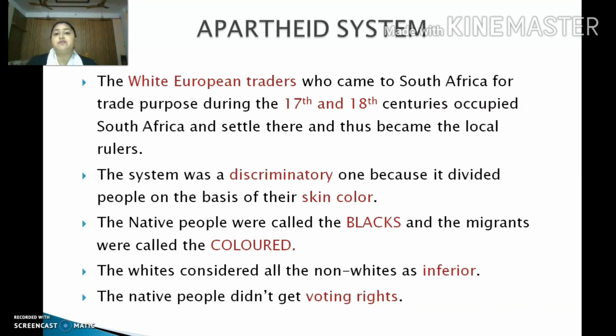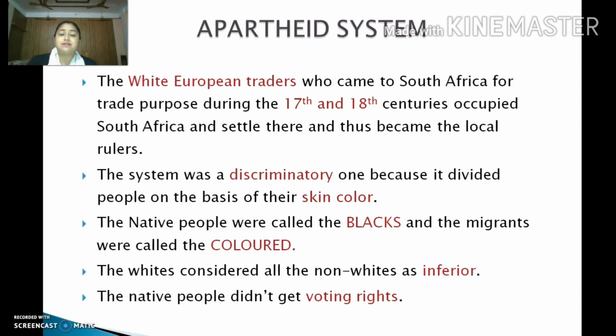So the main feature of this apartheid system was that it was discriminatory. It was discriminatory because it divided people on the basis of their skin color. So all the native people, the local people of South Africa, were called the blacks as an insult for them. And also all those people who belonged to a mixed blood, like white and black, they were also called colored, along with the migrants who came from India, for example.